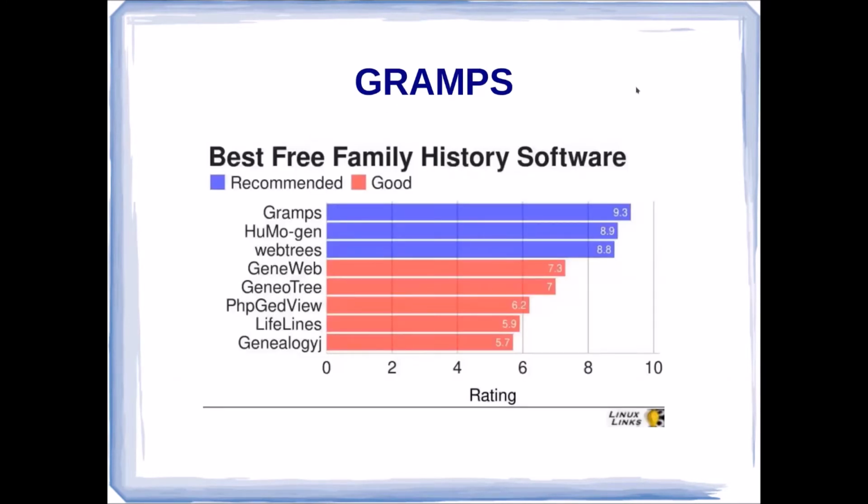I found this on a site that rates Linux software, or software in general, I guess, and under family history software, Gramps got their highest rating. I was gratified to see that since I've been using it since about '07.